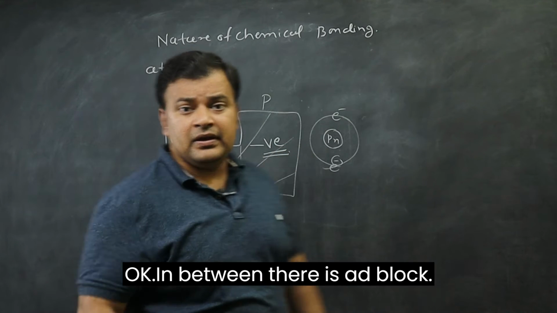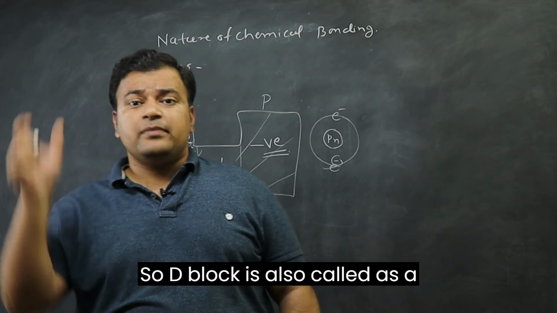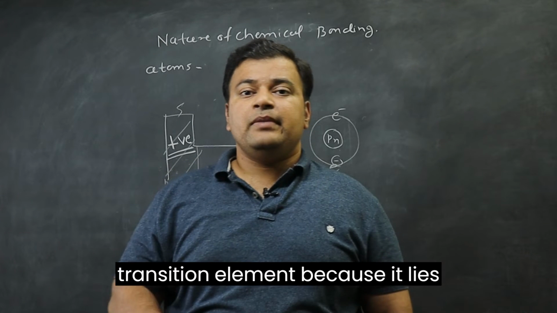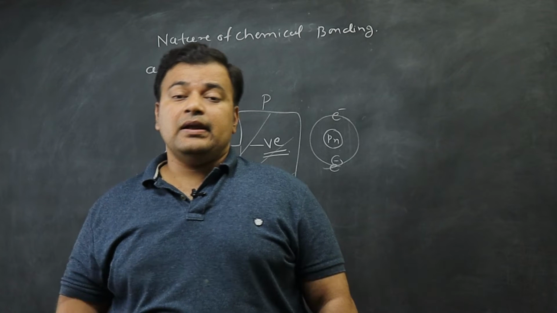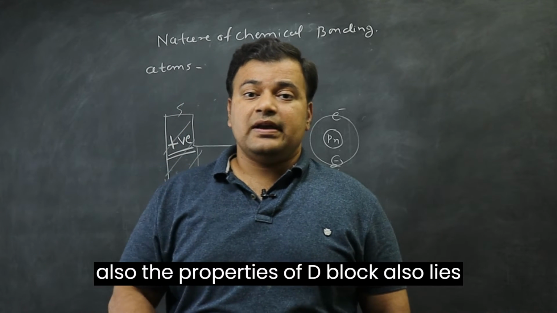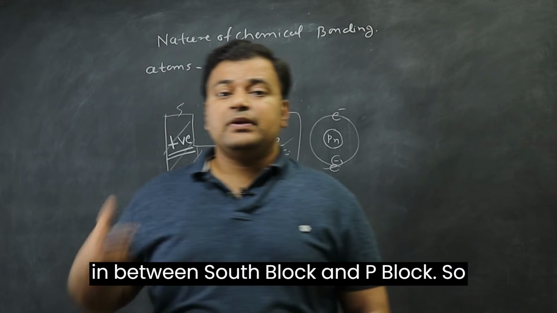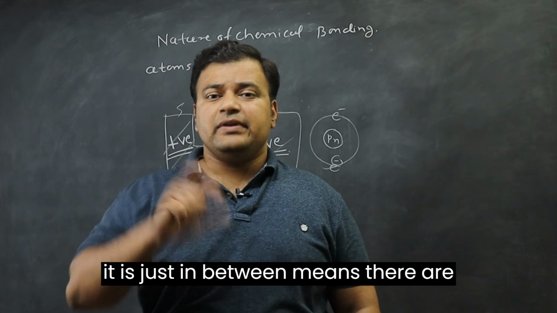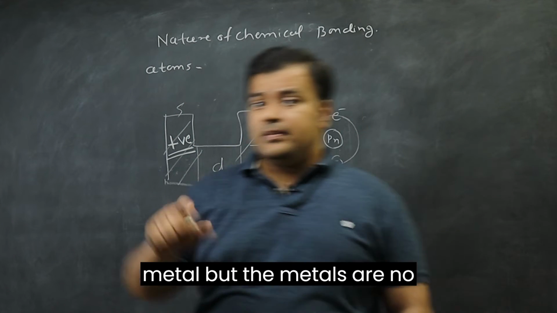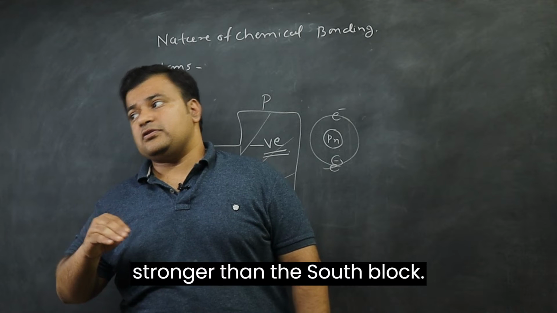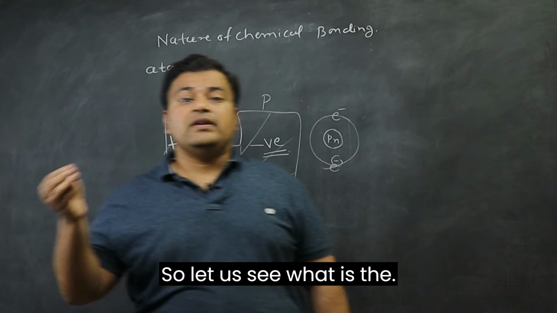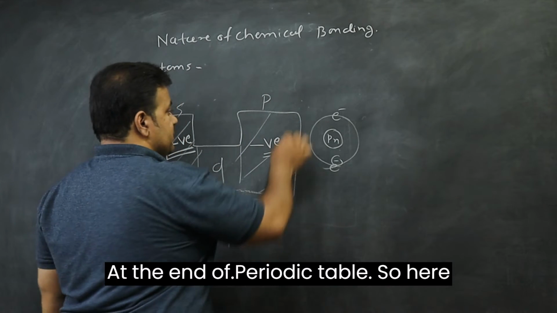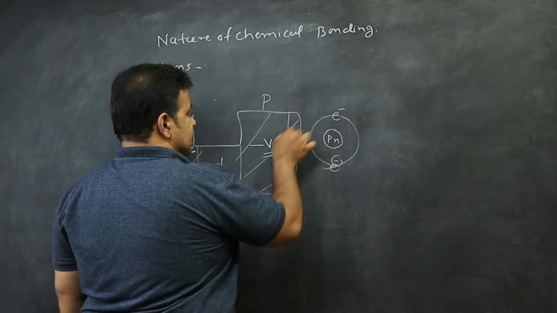Okay. In between there is a D block, so D block is also called a transition element because it lies in between S and P block, and also the properties of D block lie in between S block and P block. So it is just in between, means there are metals, but the metals are not stronger than the S block. Okay. So let's see what is at the end of the periodic table. So here there are noble gases.